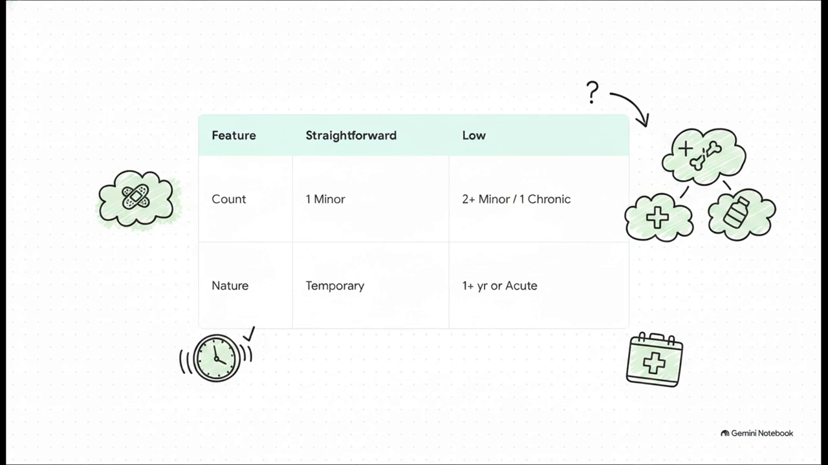Take a look at the number of problems. Straightforward is triggered by just one minimal or one minor problem. But to bump up to low complexity, you need 2 or more minor problems, or just one stable chronic, or one acute uncomplicated illness. Also, notice the shift in duration and nature. Straightforward is strictly temporary. Low complexity introduces chronicity, meaning conditions lasting a year or more, or acute issues requiring some medical intervention for a full recovery. Keep this mental matrix handy, and you for sure won't overcode or undercode these foundational visits.